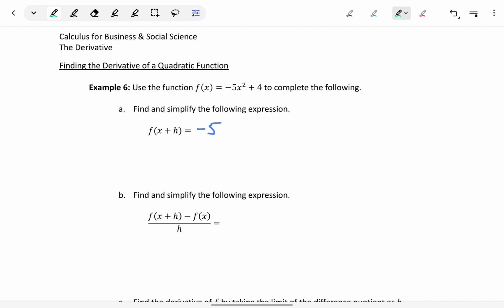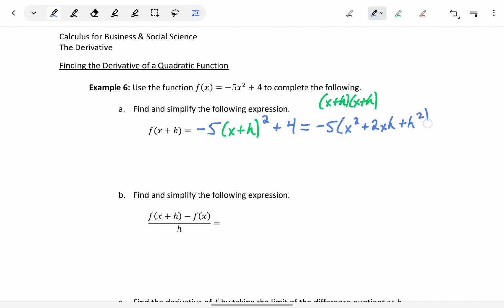We'll first find f of x plus h, which means we'll find negative 5, and then in place of x, we'll plug in x plus h, that quantity squared, plus 4. Now what we need to do is expand out and simplify. Expanding out x plus h squared is the same thing as taking x plus h times x plus h. So foiling that out will give us x squared plus 2xh plus h squared plus 4.